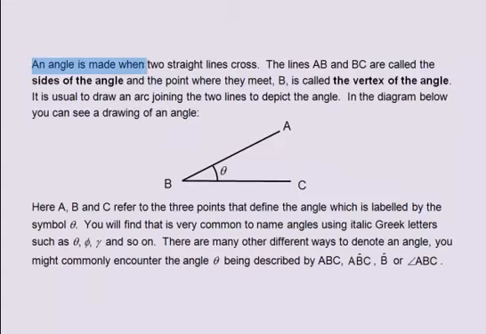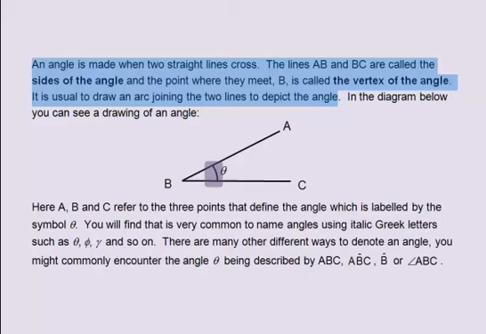An angle is made when two straight lines cross. The lines AB and BC are called the sides of an angle, and the point where they meet, B, is called the vertex of the angle. It is usual to draw an arc joining the two lines to depict the angle. In the diagram below, you can see a drawing of an angle.